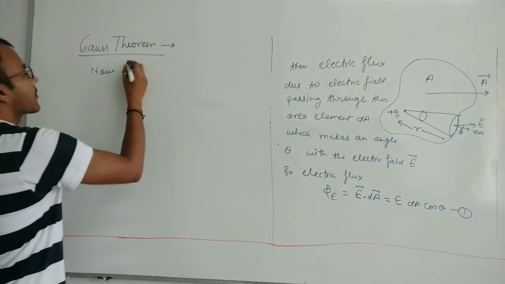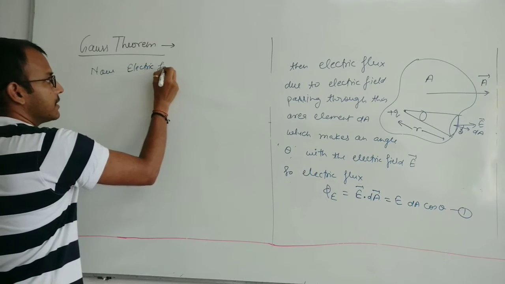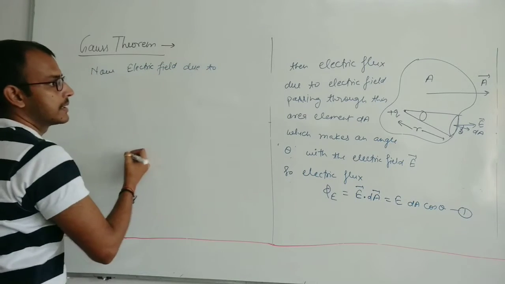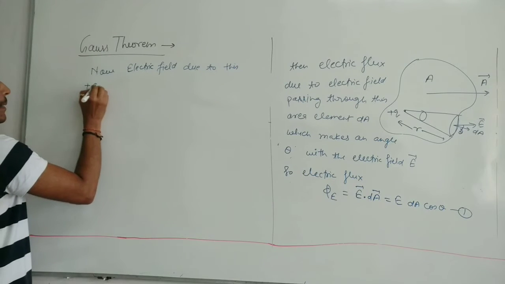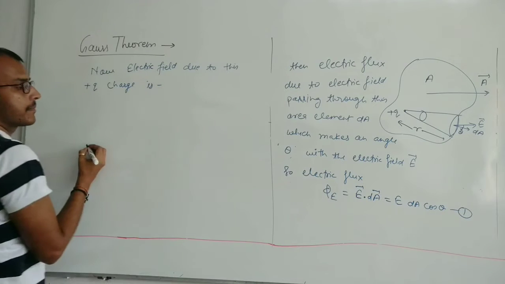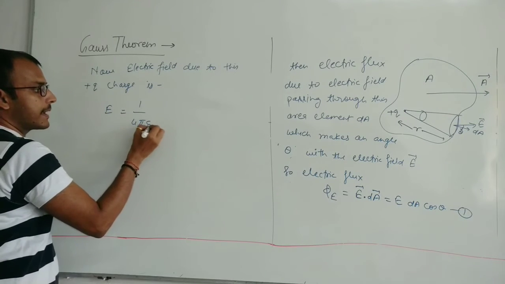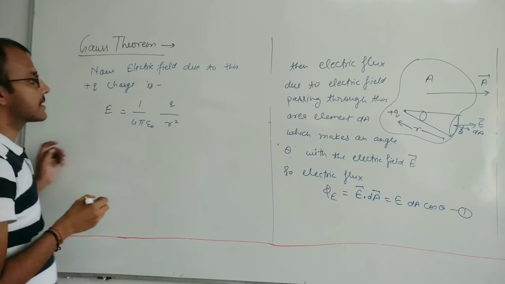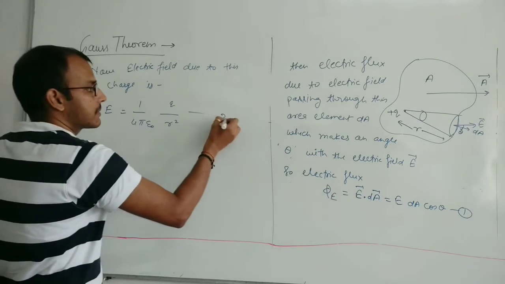Now electric field due to this plus Q charge is E is equals to 1 upon 4 pi epsilon naught Q upon R square, which is the electric field due to a point charge plus Q. This equation is number 2.